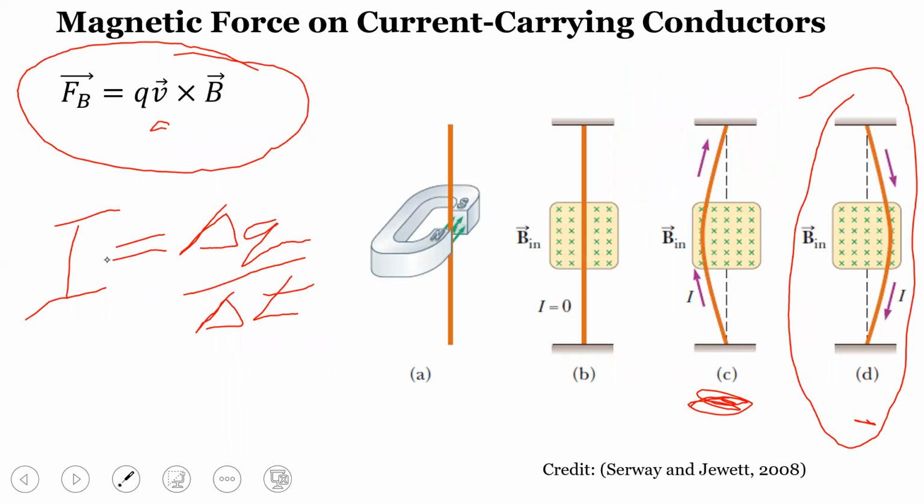QV cross B. I would prefer to say that this Q should be replaced with IT, right? Yeah, so if I say that let this Q in this expression be replaced with IT, just like our people from Greek would like it.